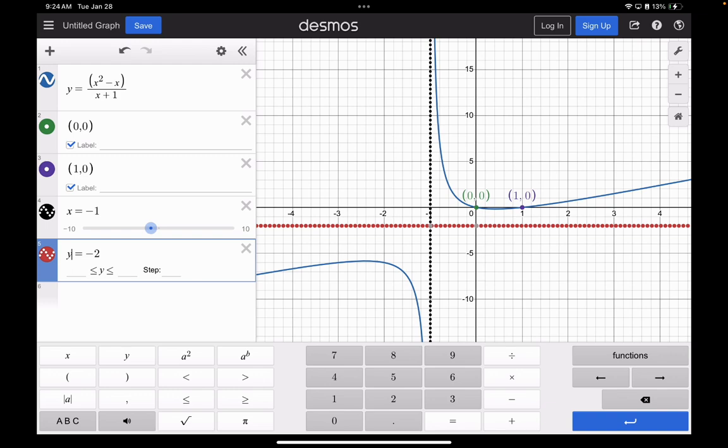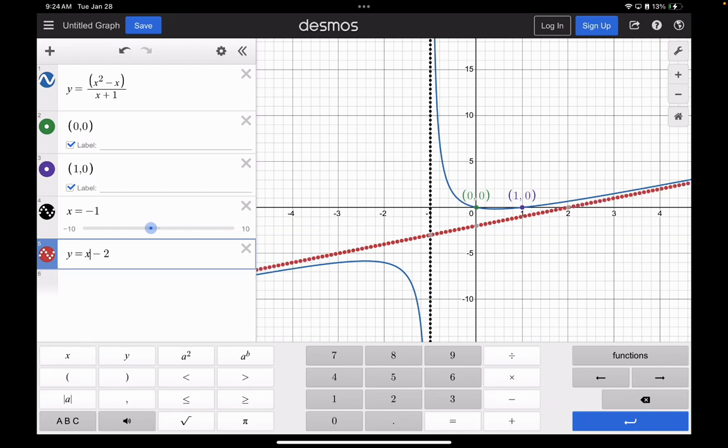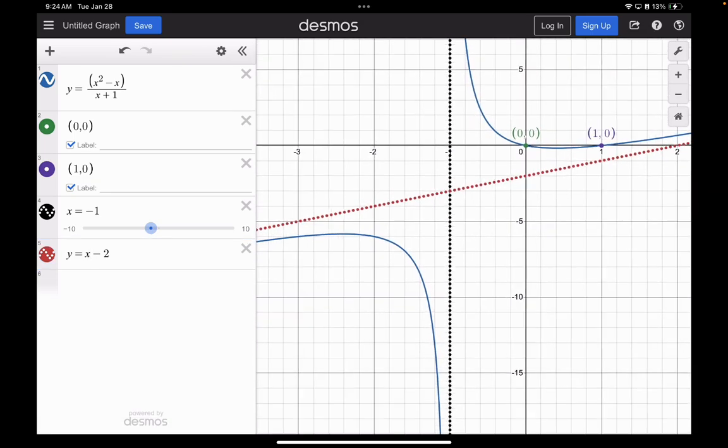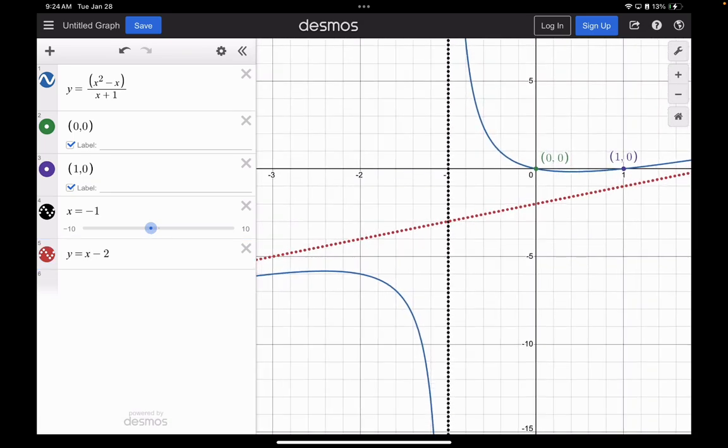No, it's not. Go back to your notes. What did we figure out was the slant asymptote? X minus 2. Look at that. So we have confirmed that it's fully graphed.